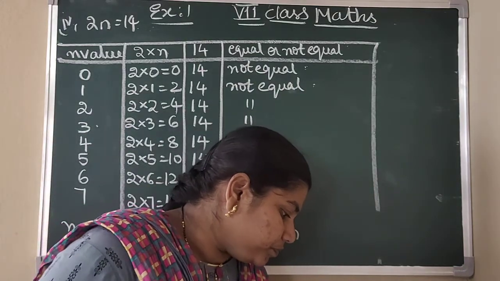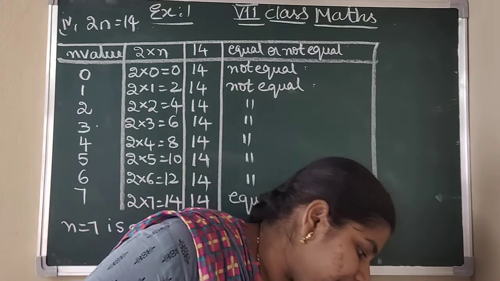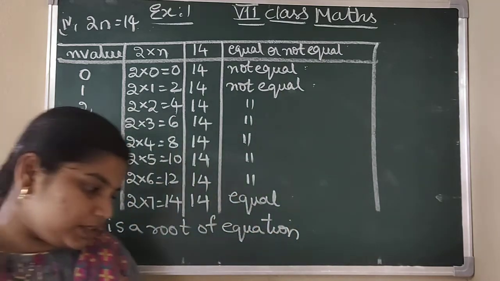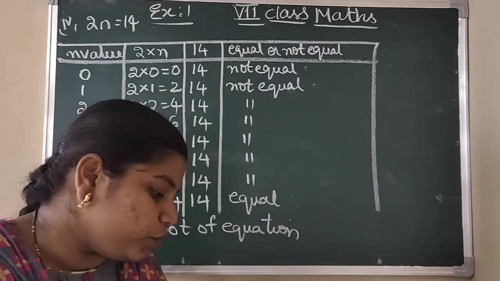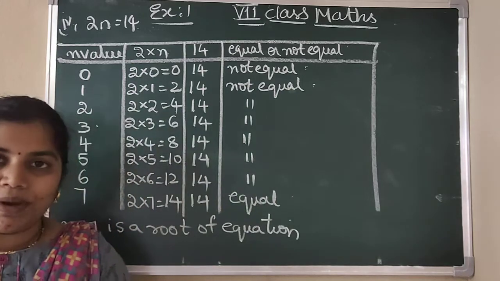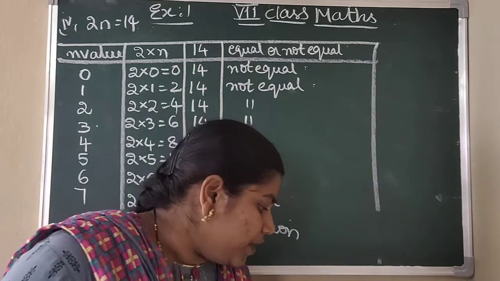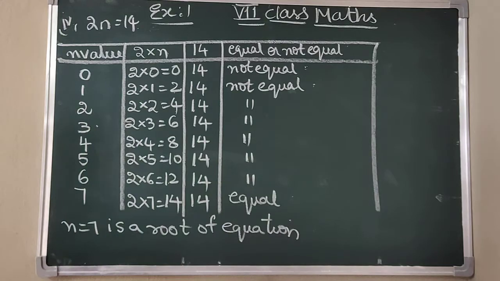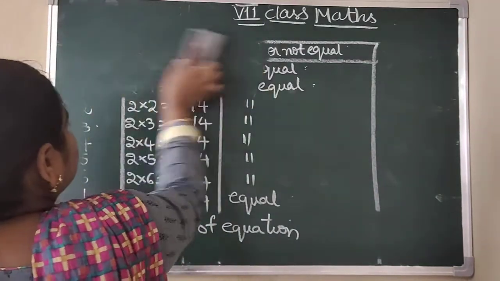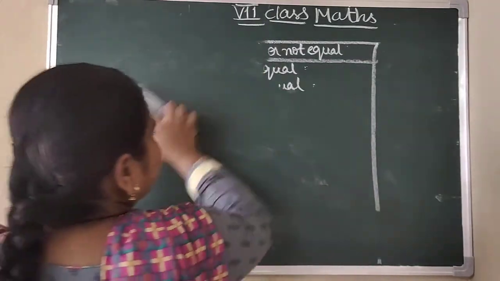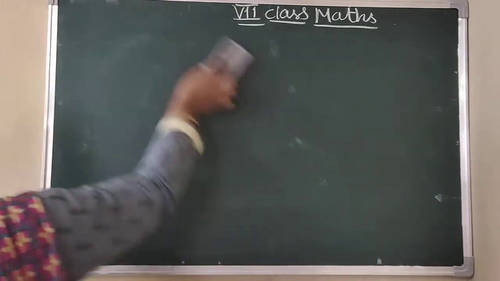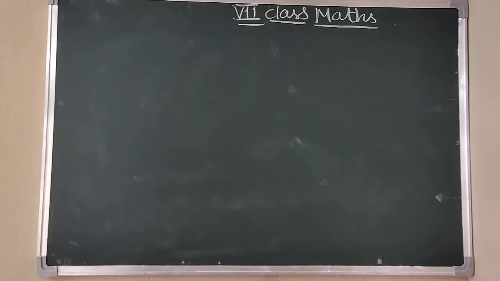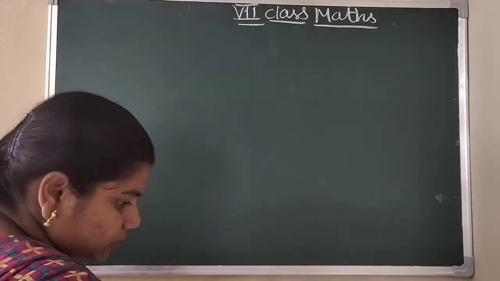Next is second exercise. In second exercise I told you about transposing, and also without transposing method also I have told you. So by using those two methods we are going to solve our problems. That is exercise number 2. So next is exercise 2, first bit.